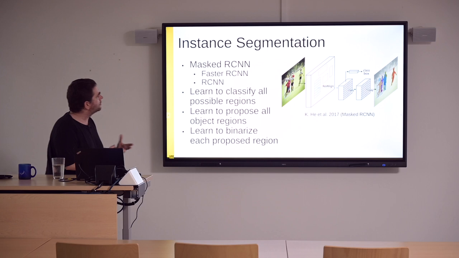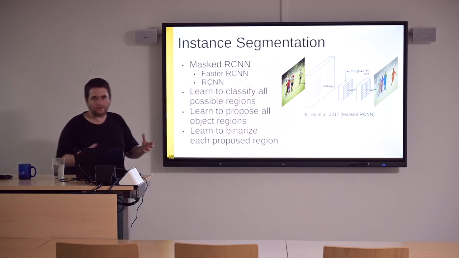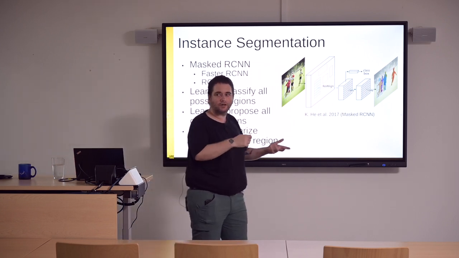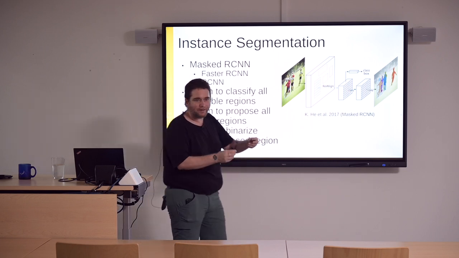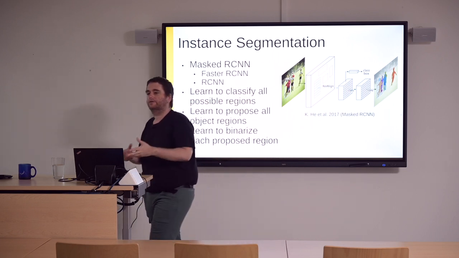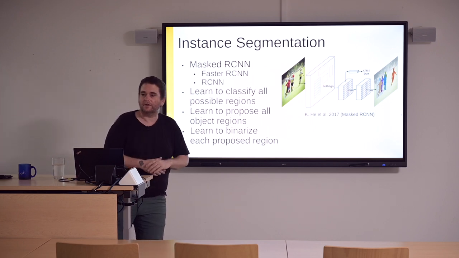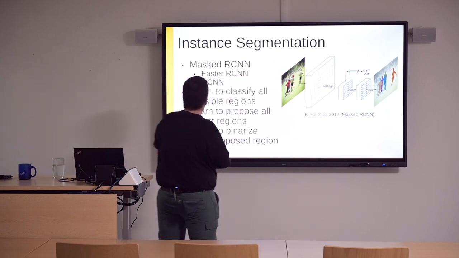So when we're talking about instance segmentation, the most standard method, let's say what you would say off-the-shelf method, is probably Mask R-CNN. There might be slightly more recent methods now, but somehow this has been the state of the art for quite a while.